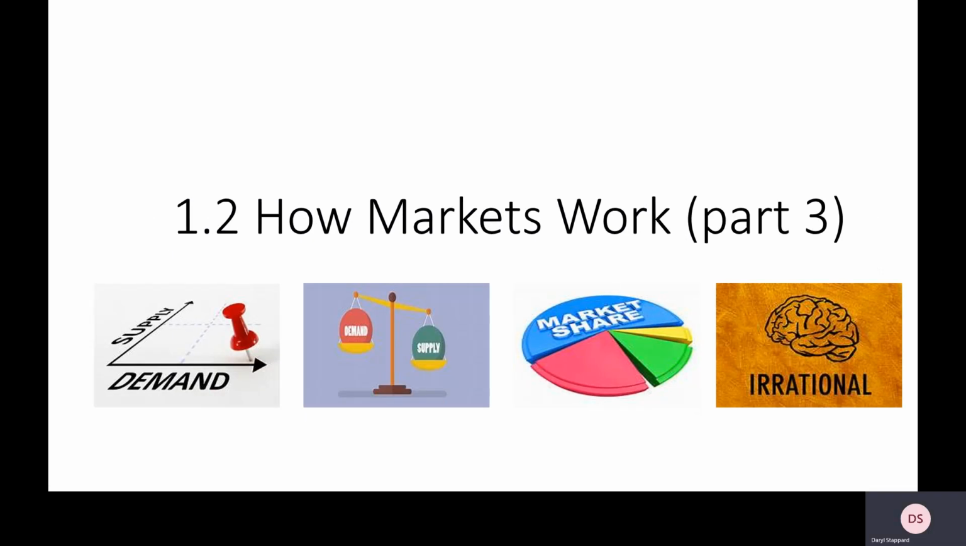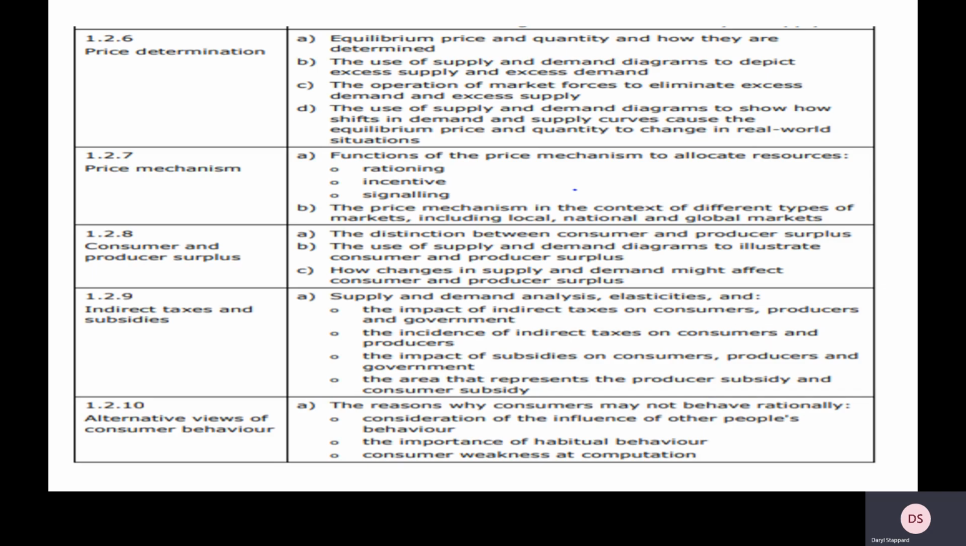Hi everybody and welcome to another theory video based around theme 1's 1.2. What we're going to be looking at together in this video is 1.2.8, the theory of consumer and producer surplus available in markets.